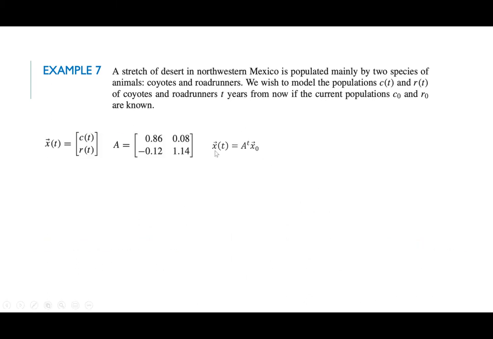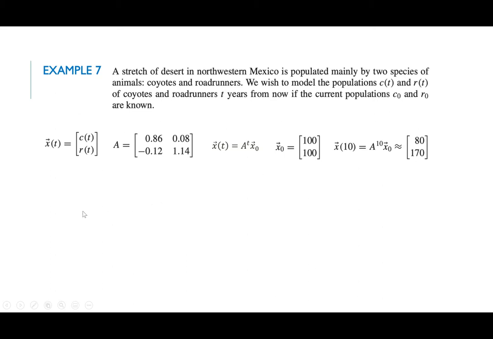Okay, and given this, suppose we know the population: we've got 100 coyotes and 100 roadrunners right now. Then we could calculate how many coyotes and roadrunners there will be 10 years in the future by taking A to the power of 10 and then multiplying our state vector by that. And if you plug this into Desmos matrix like I did, you will see that we end up with about 80 coyotes and 170 roadrunners.